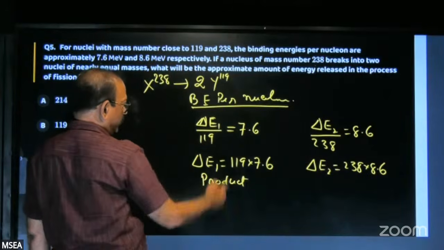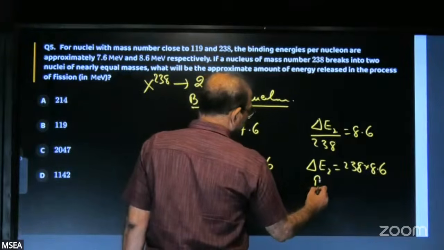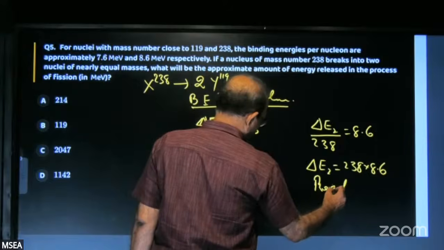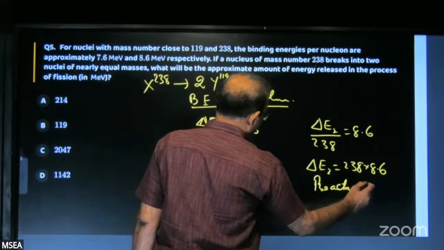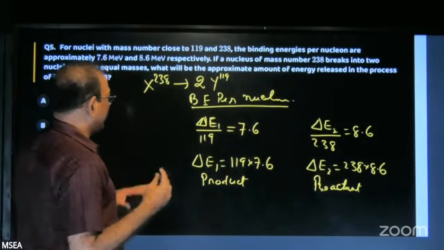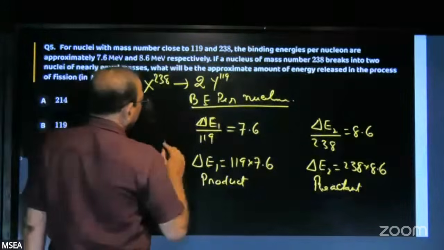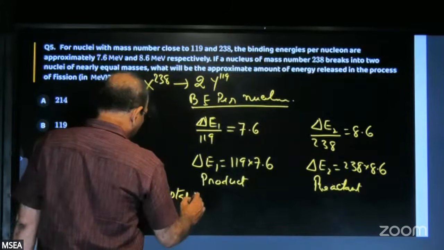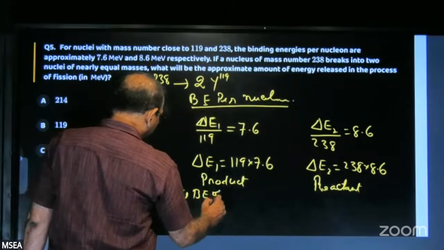This is only in the product, 119. This is the reactant. Binding energy of product minus binding energy of reactant, that is what you have to write. Here, what is the total binding energy of the product?